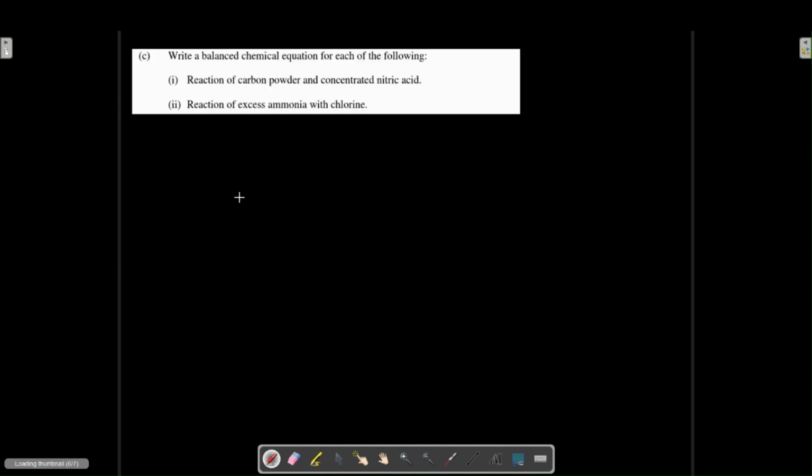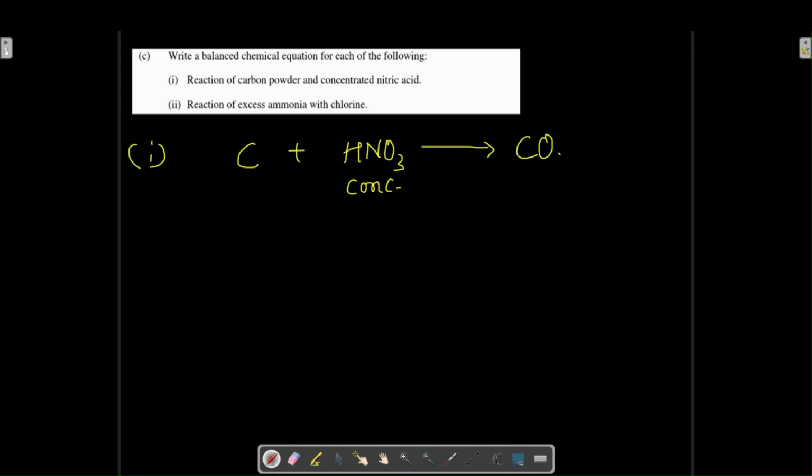Okay, let's take one more. Come here. This came in 2019, it seems. Reaction of carbon powder with concentrated nitric acid. Here note, concentrated. Concentrated nitric acid means you will get nitrogen dioxide. Cold and dilute means nitrogen monoxide. Carbon will be oxidized. HNO3 will form NO2 and H2O.